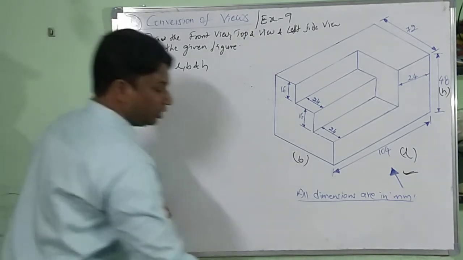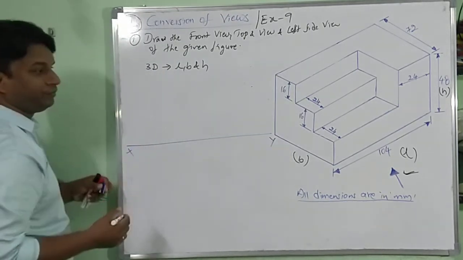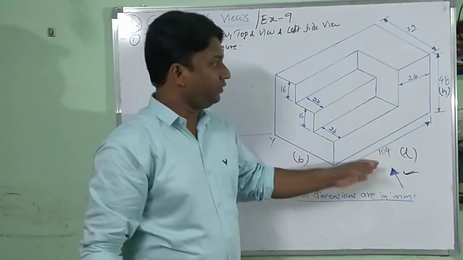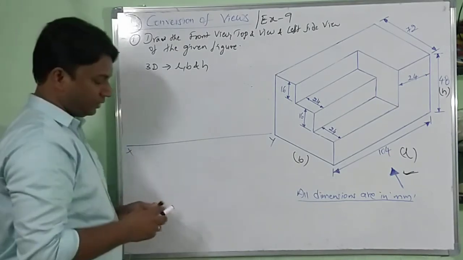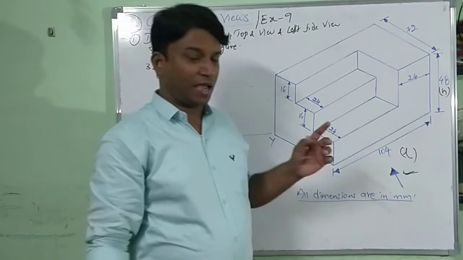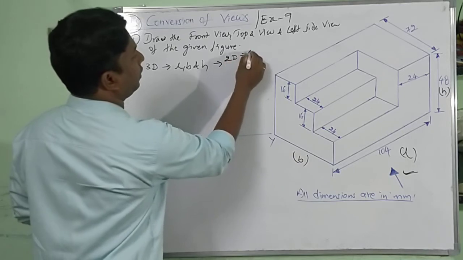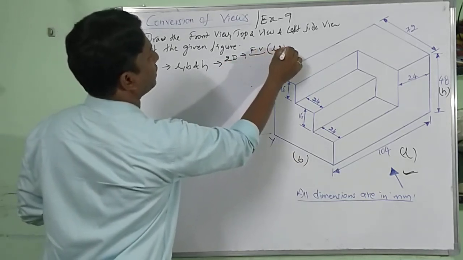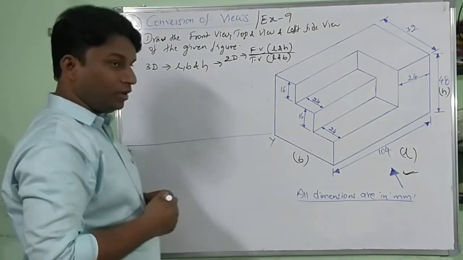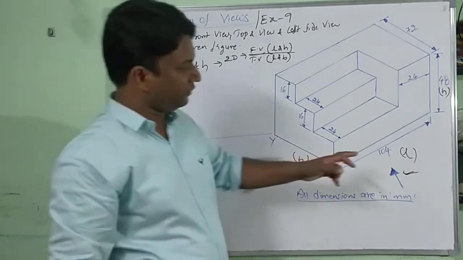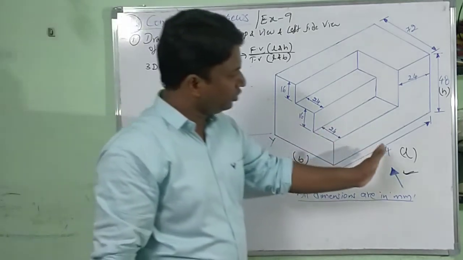As usual, first of all, you remember you have to draw the XY line. XY line, front view, top view. Front view comes above XY, top view comes below XY. When you are looking from the front side, as we discussed earlier, a 3-dimensional object when converted into 2-dimensional, the front view will cover length and height. Top view will cover length and breadth. Right? Here, the front view we are supposed to start first. Length and height. What are the lines or the details which you have when you look from the front side?